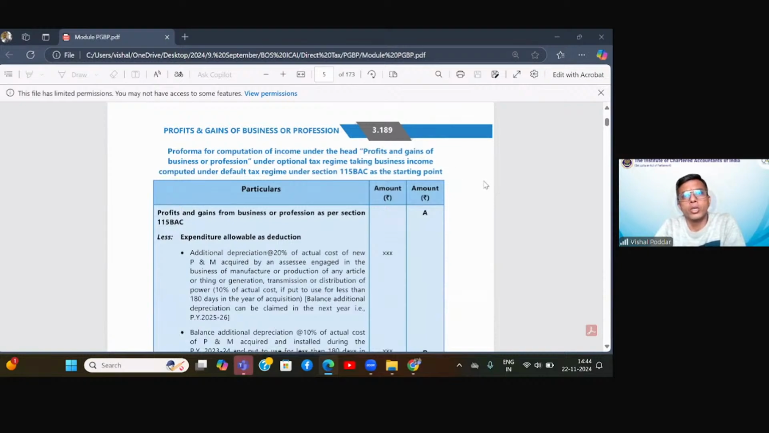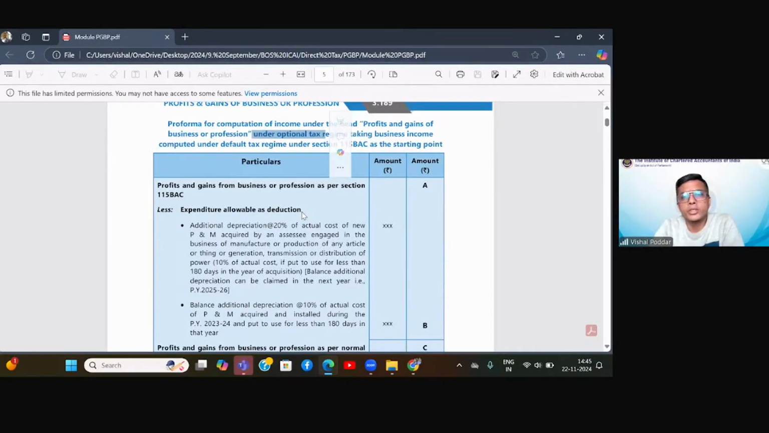Now, you have computed PGBP income as per the new tax regime, which is the default regime. Now you want to find out PGBP income under the old regime, which has now become the optional tax regime. In such a case, what you can do is you can start with the PGP income as per the new regime. So that is what we calculated above. So you start with that profit or that PGP income, and from that subtract those special expenses which are allowed in old regime but which are not allowed in the new regime.